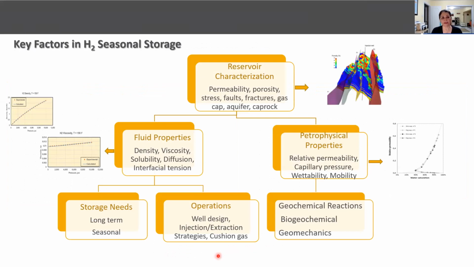So the key factors in hydrogen seasonal storage, like all the reservoir engineers know, first you have to characterize the reservoir. So you need to know all the properties of the reservoir. And currently we're using a compositional equation of state for that, but there might be ways to simplify the problem. Petrophysical properties: relative perm, capillary pressure, wettability, mobility, hysteresis.